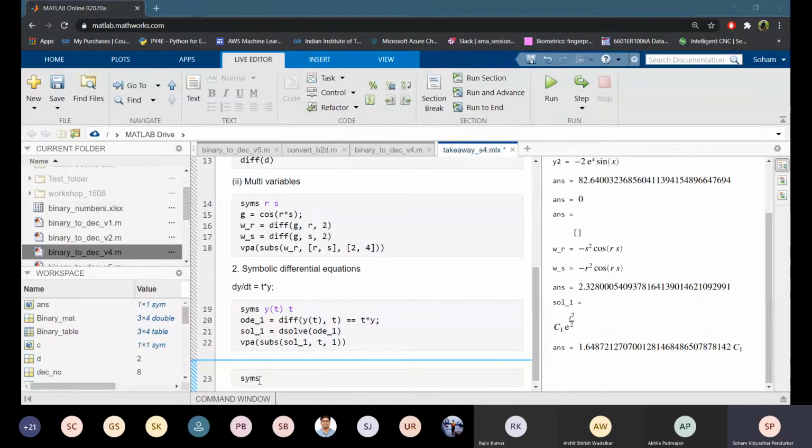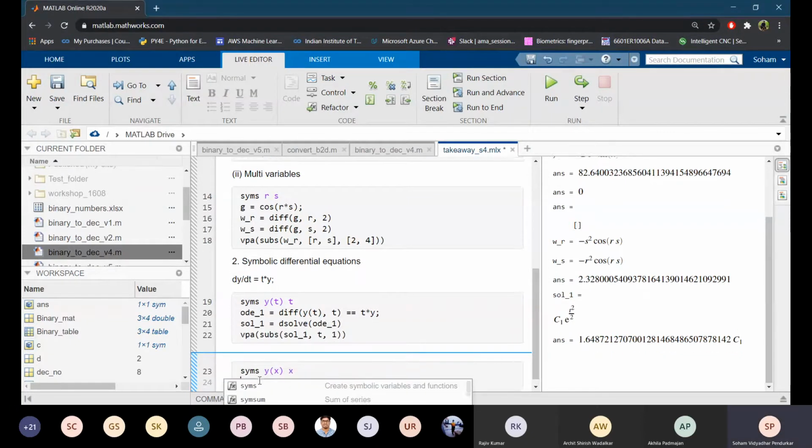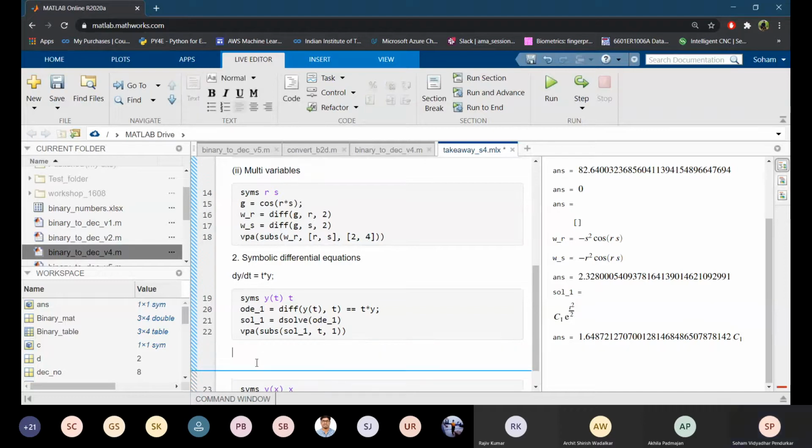syms y of x, x, and now you define the ODE1, sorry, ODE2 is equal to, first, let's say the differential equation is this. I'm sorry, I forgot to write this here. Second order ODE.